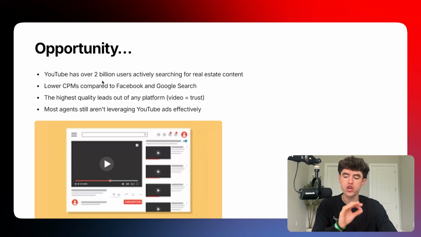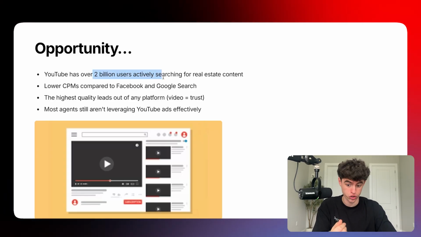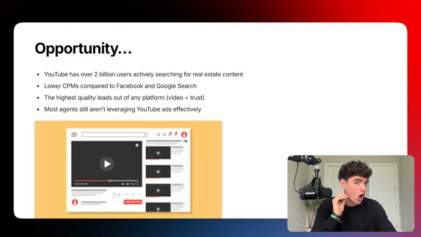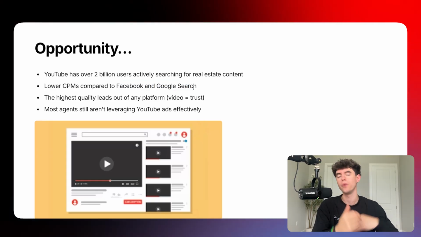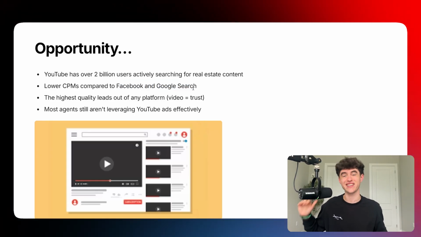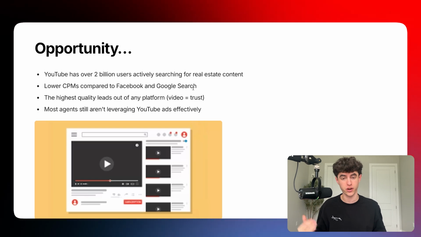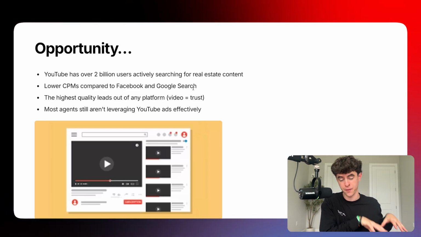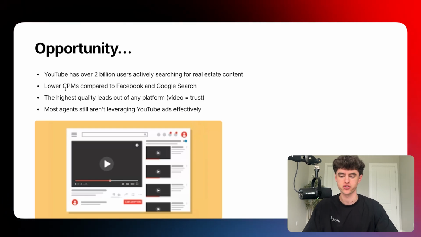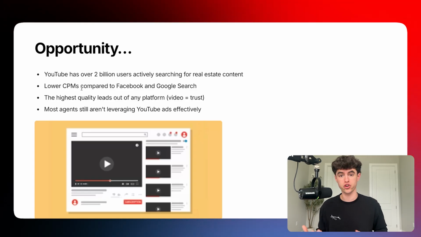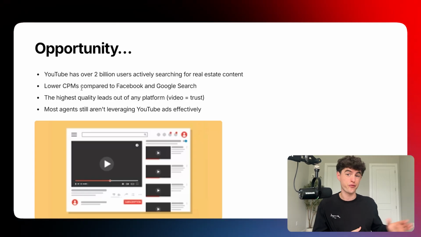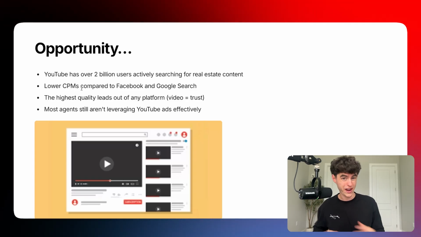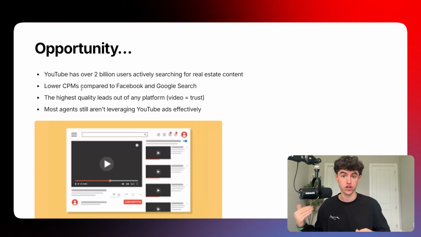YouTube has over 2 billion users actively searching for real estate content. Also, they have much lower CPMs compared to Facebook and Google search. If you're not aware of what CPMs are, a CPM is the cost for every 1,000 impressions. With Facebook and Google search, you're looking at CPMs anywhere from $20 to $50 to $60, compared to YouTube, where you have $5 to $10.